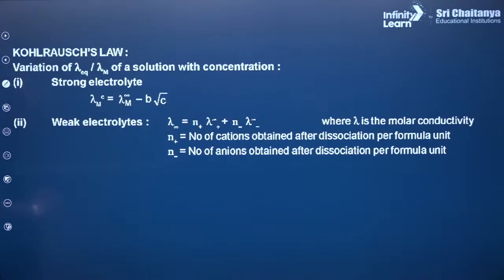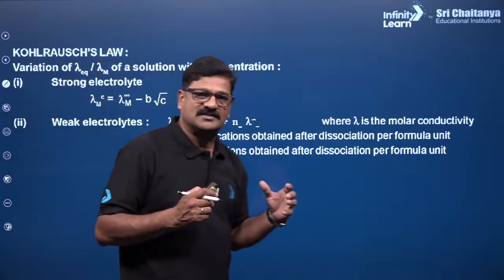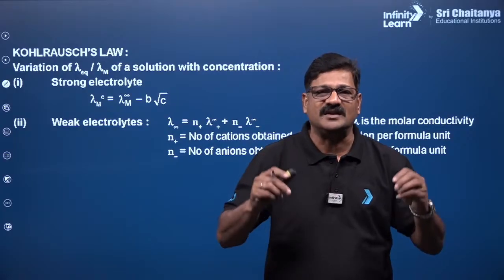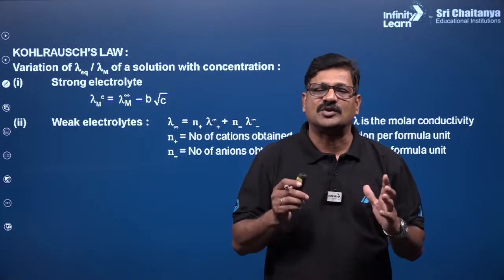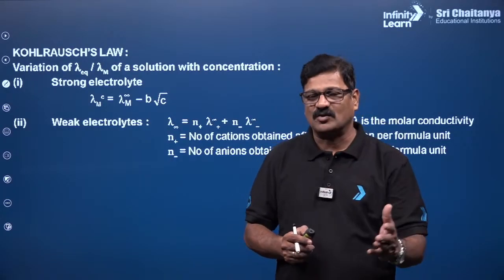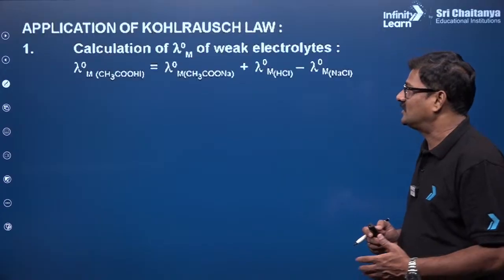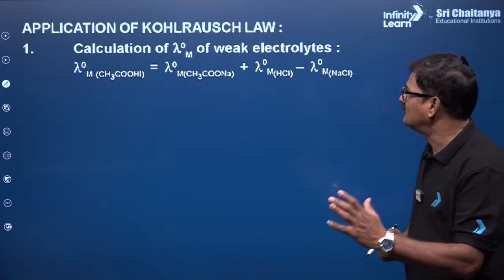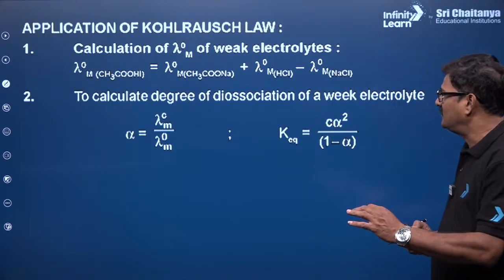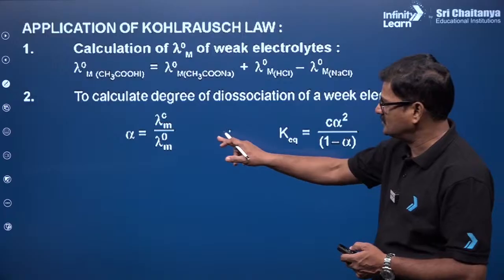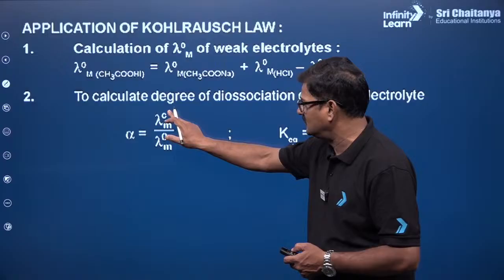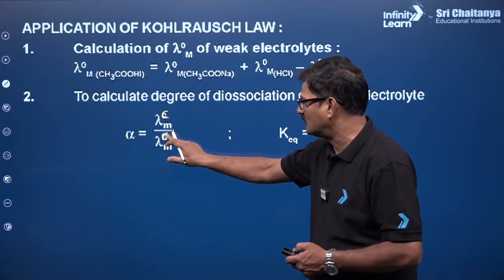And Kohlrausch law: when the solution is infinitely dilute, ionization is complete, each ion migrates independently and contributes to the total molar conductivity, which is called Kohlrausch law. Let's see the applications of Kohlrausch law. You can see calculation of the limiting molar conductance of electrolytes, and to calculate the degree of dissociation or association. Okay, that is alpha is equal to lambda, the molar conductance at a given concentration, upon the limiting molar conductance at zero concentration.